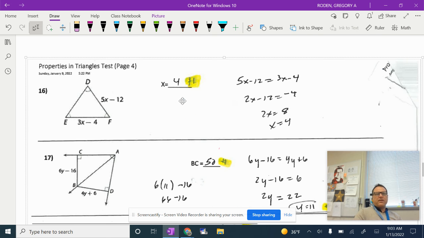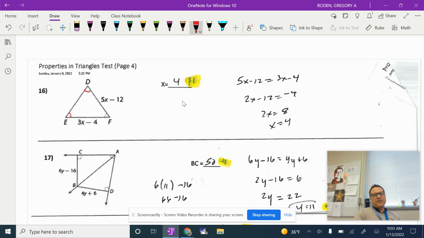So this one is going to use the isosceles triangle theorem, or variations of that. So we know, since this is an isosceles triangle, it's an equilateral triangle, but it's isosceles, so we have two base angles here. So we can say that 5x minus 12 equals 3x minus 4. Doing the math, we get x equals 4 for a point, because it just wanted x.